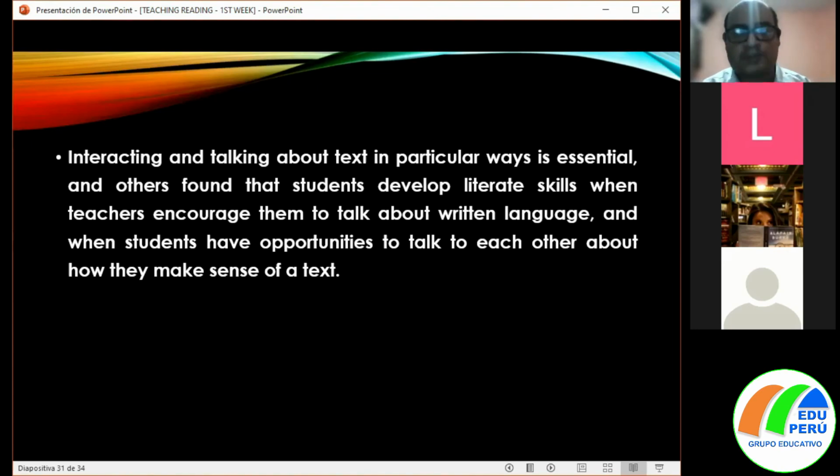They could have opportunities to talk with each other about how they make sense of a text. This is very important. So students in that way develop literate skills because you are encouraging them to talk about written language. All right.